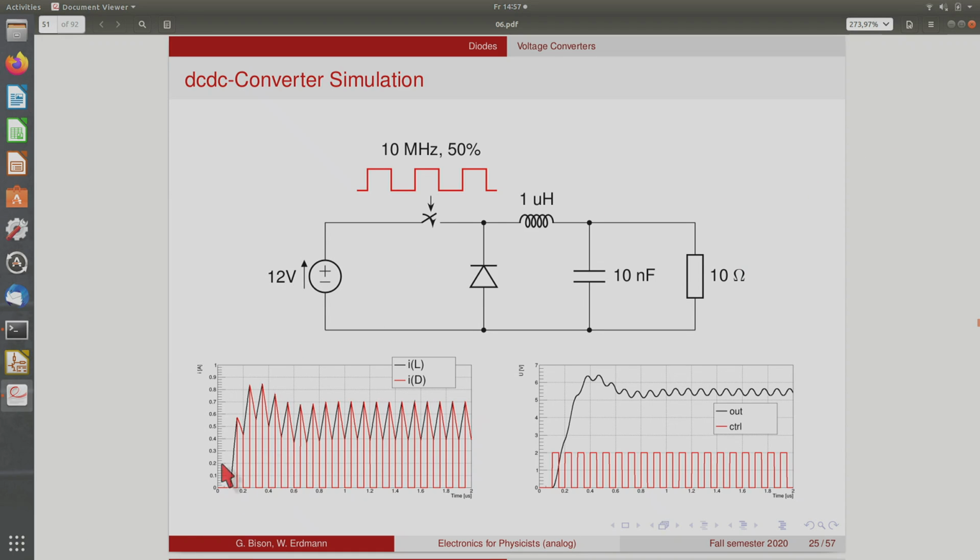And now what you see here is the current through the inductor and the current through the diode. And when you close the switch, the current through the inductor increases.